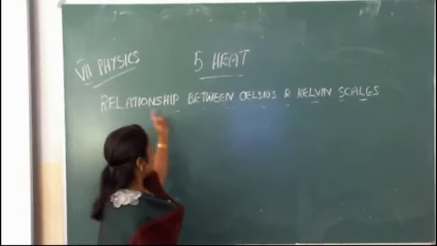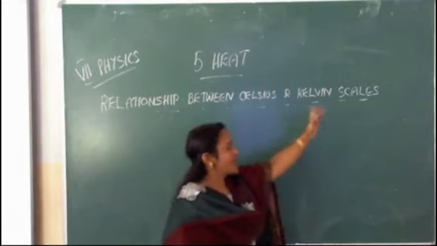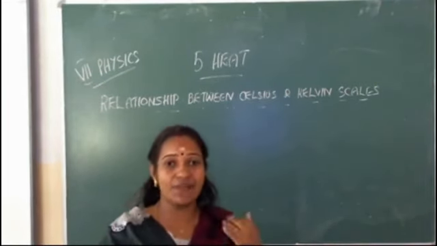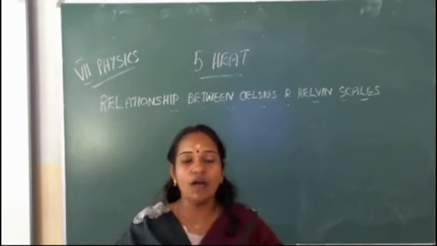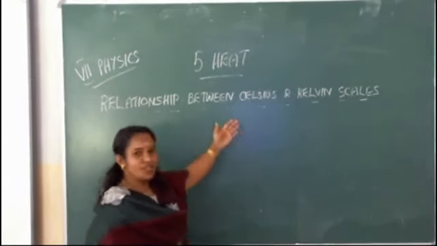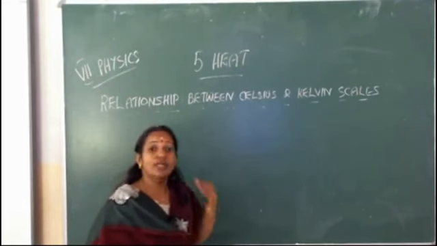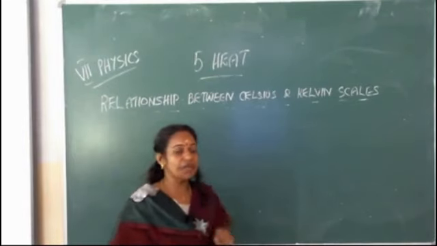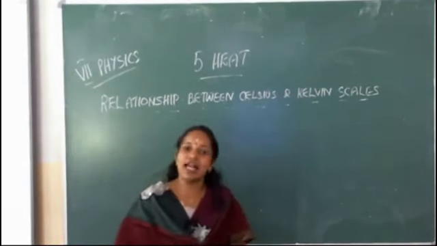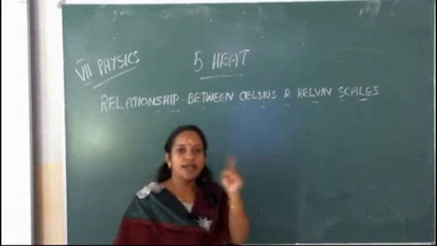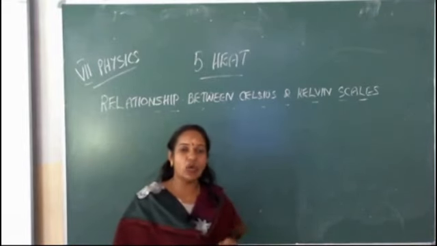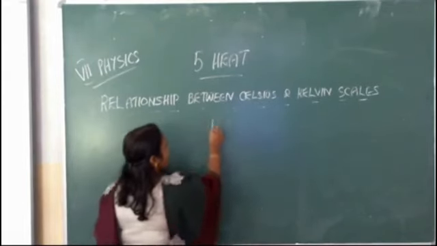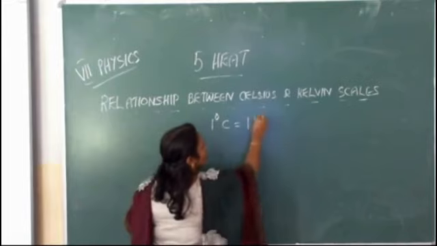Next topic is relationship between Celsius and Kelvin scales. If we have different values in different scales, it will be very difficult. So we should know the relation between Celsius and Kelvin scales for converting. And already we studied that there are 100 divisions in Celsius scale and Kelvin scale. That means one division in Celsius scale is equal to one division in Kelvin scale. That is 1 degree Celsius is equal to 1 Kelvin.